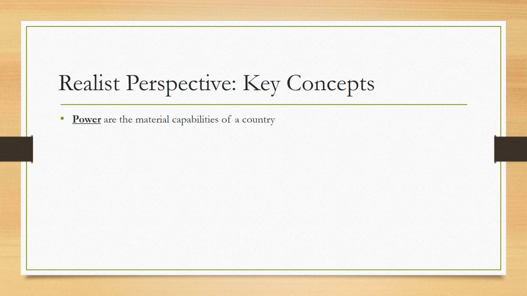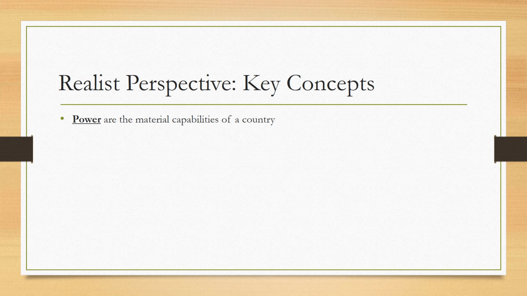Realists put the concept of power at the forefront of their perspective. They define power as the material capabilities of a country. This includes the size of population and territory, resource endowment, economic capability, and military strength. Realists view the international system as being in a state of anarchy.